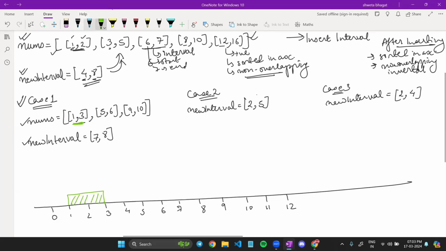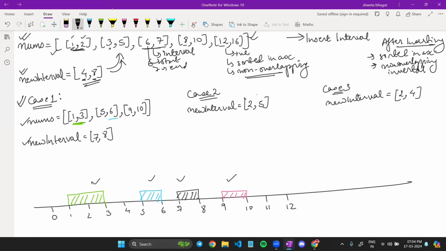Now what is the next interval? The next interval is 5, 6. So we have 5 to 6. And after that, we have 9, 10. So we have 9 to 10. Correct? So these are the three intervals which were initially given to us in nums. And what is the new interval? The new interval is 7, 8. So where is it? It's over here. You can see that all these four intervals have no common points, right?